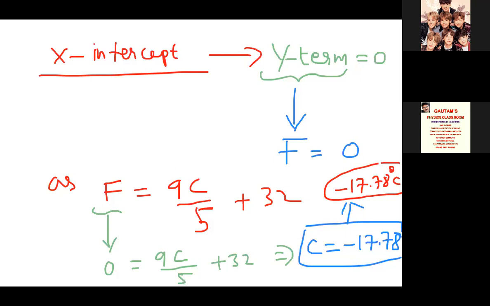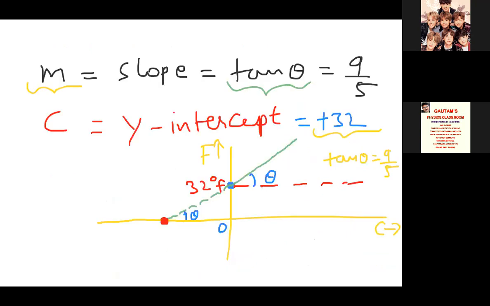Why are you taking degrees centigrade, sir? Because observe the graph. On the x-axis what are we taking? Yes, on the x-axis we are taking c. And now we got this value as minus 17.78 degrees centigrade. I hope you are clear now with the Fahrenheit and centigrade graph and how to write it. Fahrenheit is taken on the y-axis, centigrade on the x-axis. We can plot the graph in this way.